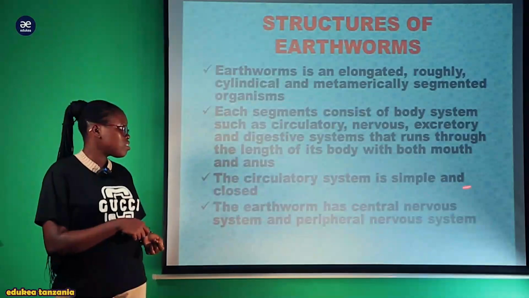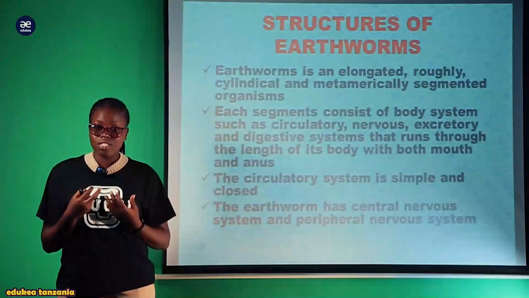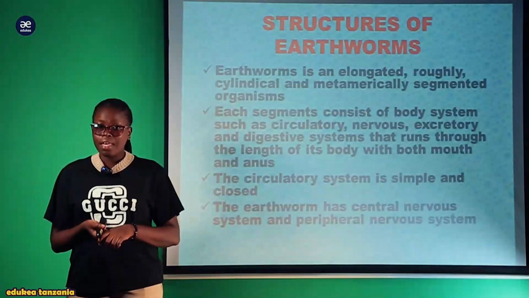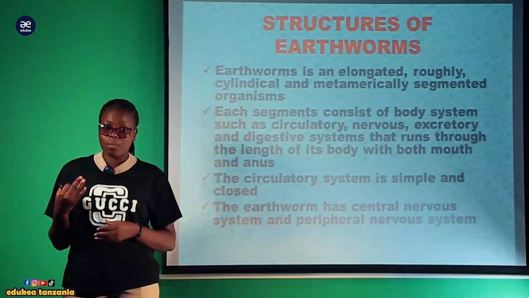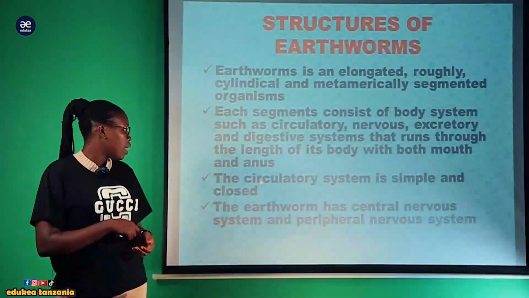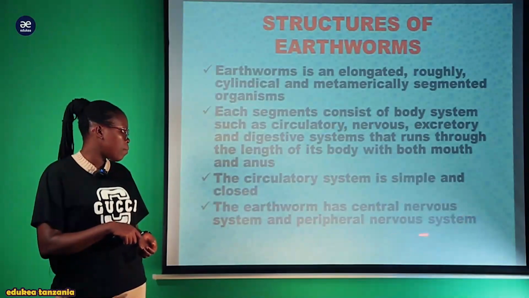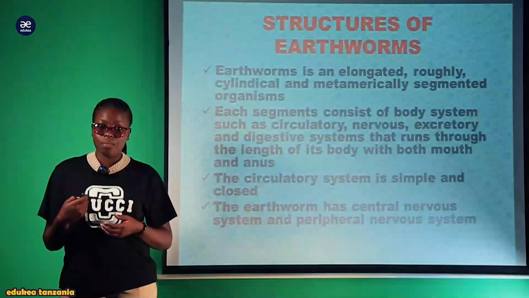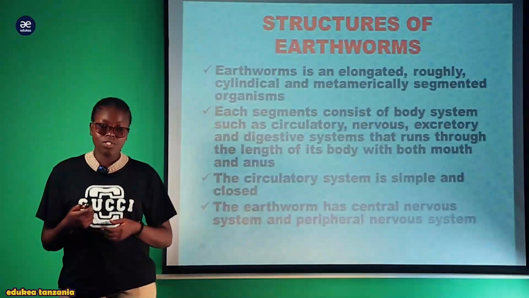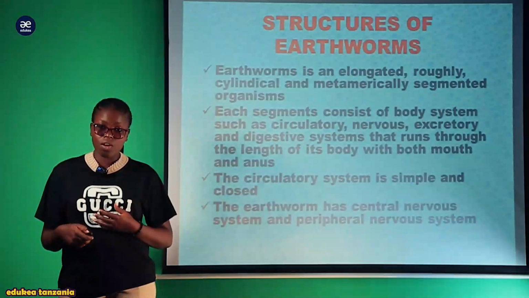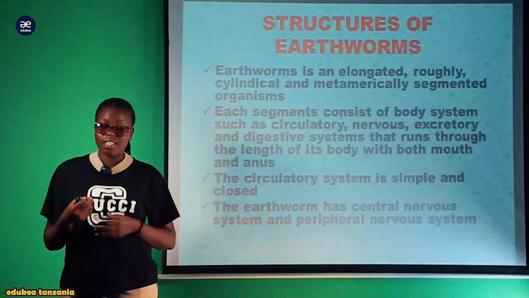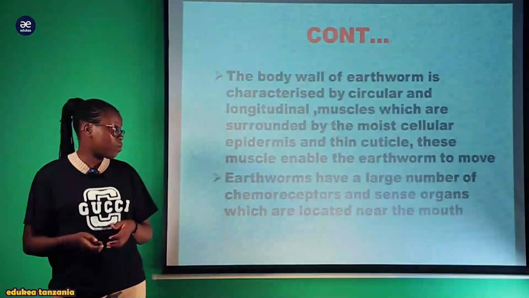Also, the circulatory system is simple and closed. They tend to have this simple and closed circulatory system, meaning that their blood is contained within the blood vessels. Likewise, the earthworm has a central nervous system as well as a peripheral nervous system. The central nervous system is made up of the brain and spinal cord, and the peripheral nerves are those found in areas other than the brain and spinal cord.